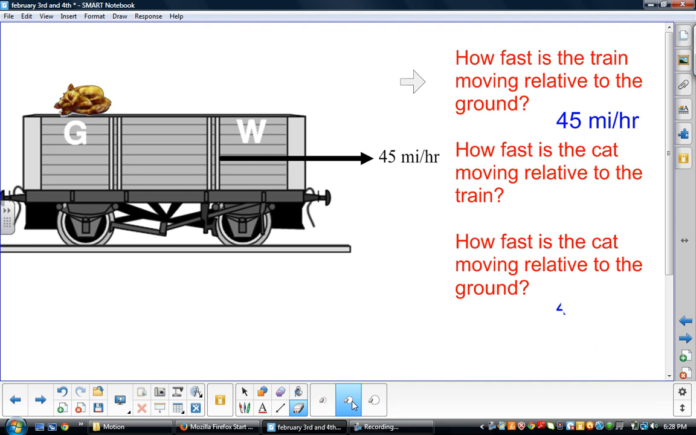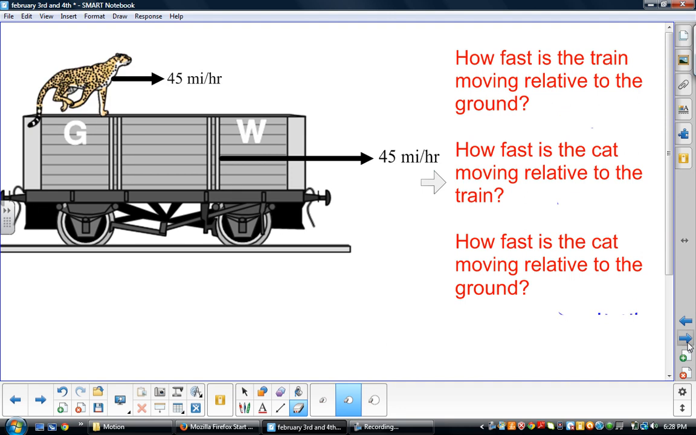Alright, now how about the cat? The cat's asleep on the train. How fast is the cat moving relative to the train? So we're on this question now. How fast is the cat moving relative to the train? 0 miles per hour. Alright, how fast is the cat moving relative to the ground? So now we're interested in the motion of the cat, and our reference object is the ground. And the answer to that is 45 miles per hour. That was an easy one.